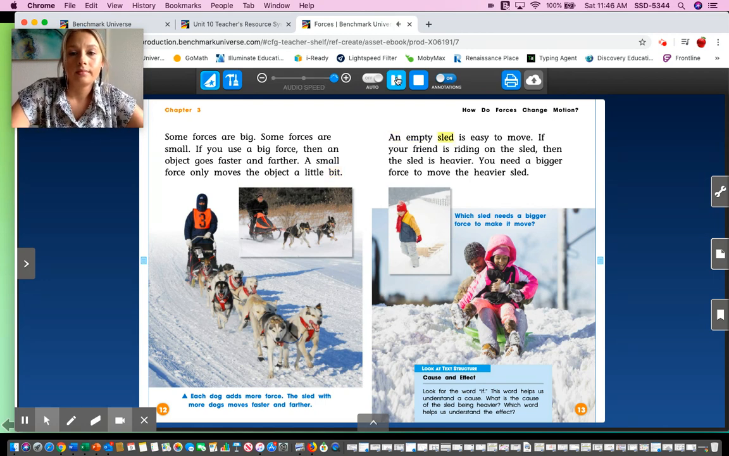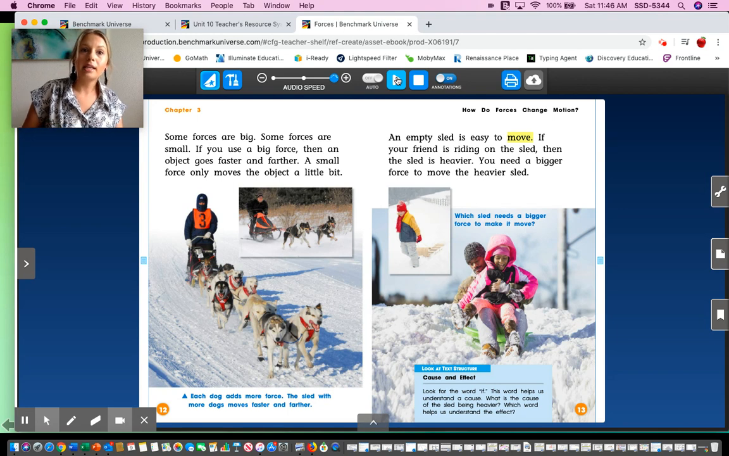An empty sled is easy to move. Think about it. If you had a sled and you had to move it, it'd be easy to move, right? Let's say Miss Paulino's sitting on the sled and I said, "Okay, come push me." It's going to be heavier, right? Because I'm on it.